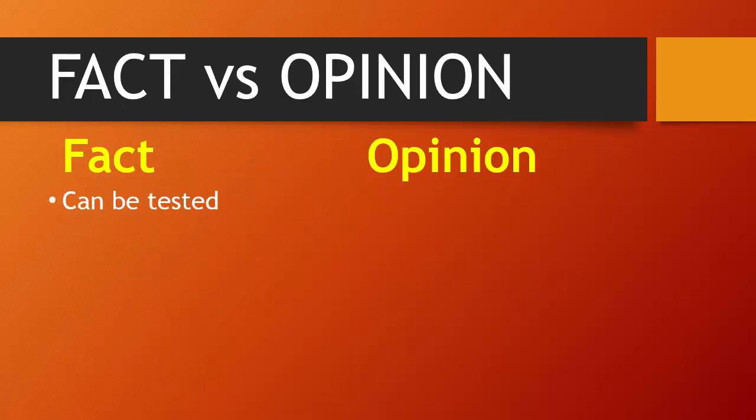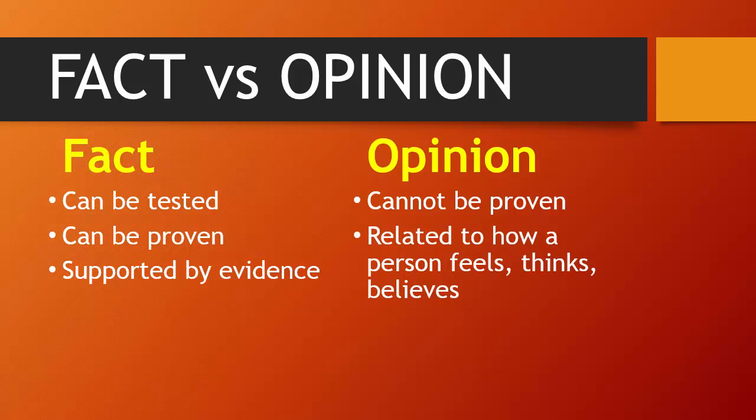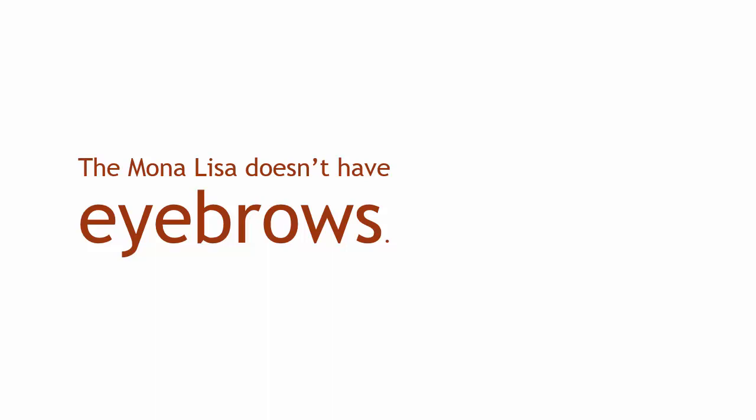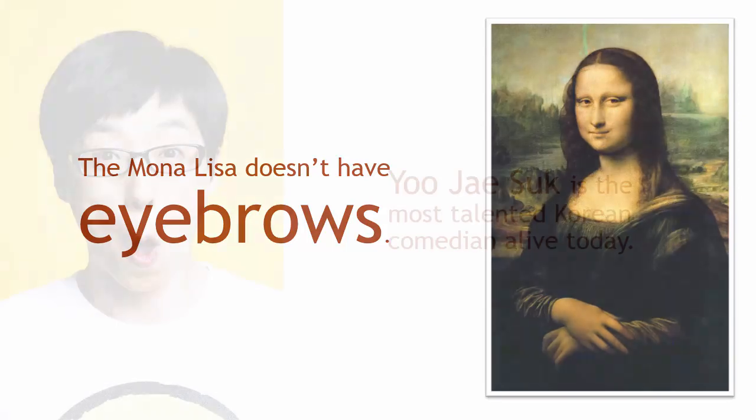A fact can be tested, it can be proven, and it's supported by evidence. So you go find the evidence, you prove it, and it is a fact. An opinion cannot be proven. It's related to how a person feels, thinks, or believes, and can be changed over time. Okay, so for example, the Mona Lisa doesn't have eyebrow. So you look over here, does it have eyebrow? Is it a fact or is it an opinion? In this case, it is a fact because as you look from the picture, there is no eyebrows.